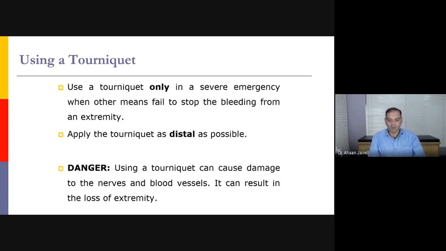Using a tourniquet can cause damage to the nerves and blood vessels. It can result in loss of the extremity. As mentioned before, if there is no blood flow to the affected extremity because of the tourniquet, the tourniquet may also compress the extremity. As a result, there will be nerve compression, and eventually the blood vessels will be compressed, and blood flow to that area can stop, and eventually if the tourniquet is not removed, it will lead to loss of the extremity because of tissue damage.